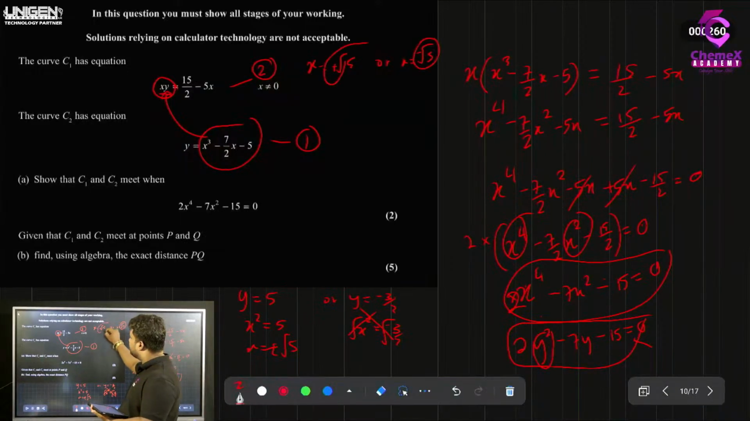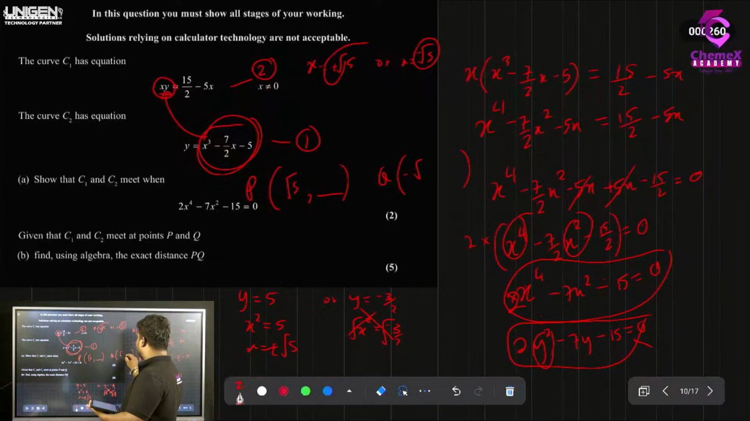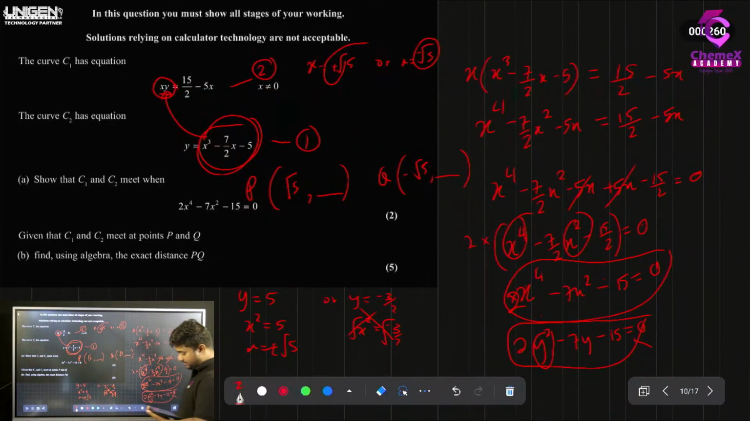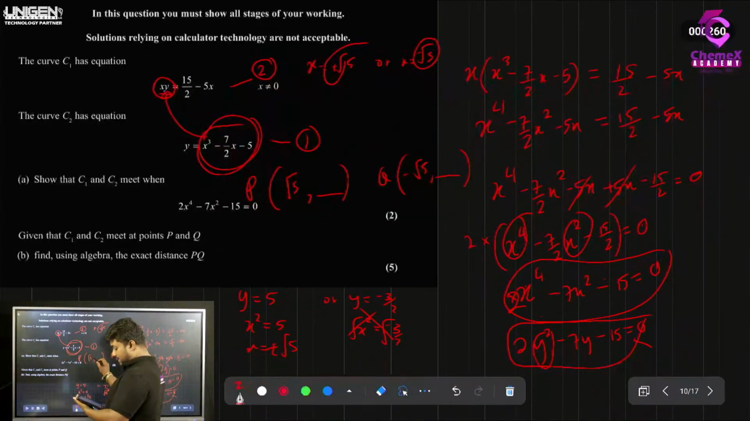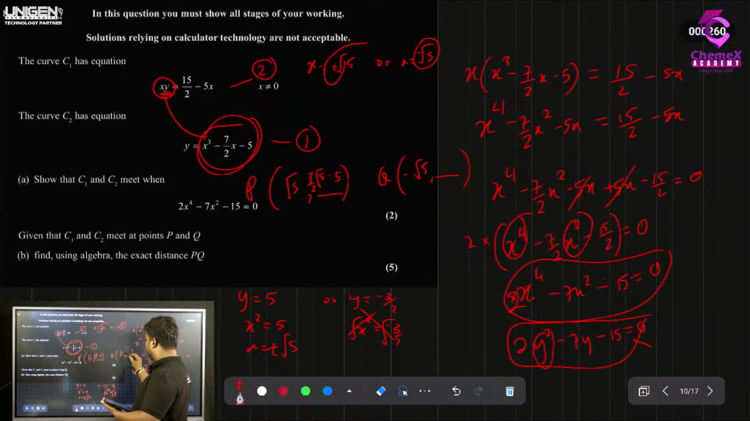Now substitute into this and get the two coordinates of P and Q. One is root 5 comma, where you substitute and get the y term, and the other is minus root 5 comma, where you substitute and get the y term. So when it is plus root 5, it's 3 over 2 root 5 minus 5. Then when it is minus root 5, it's going to be minus 3 over 2 root 5 minus 5.